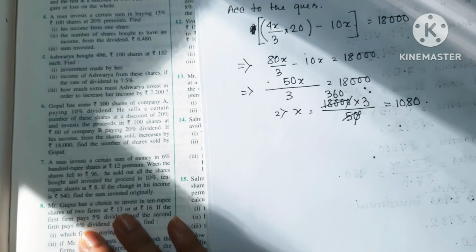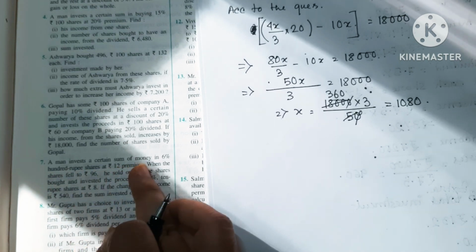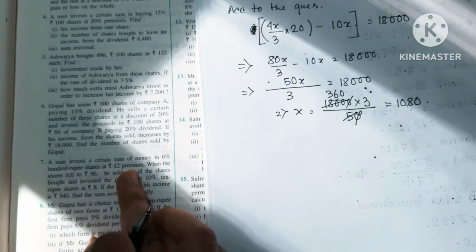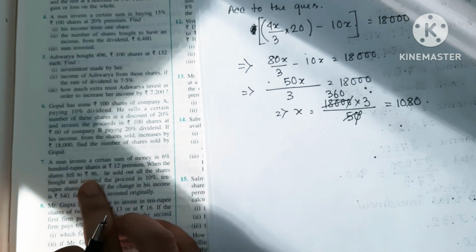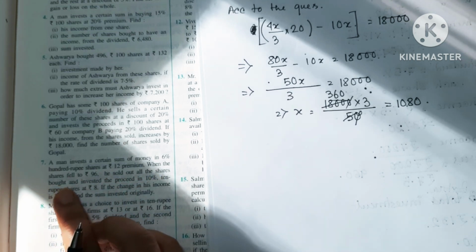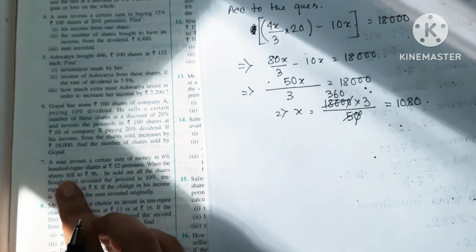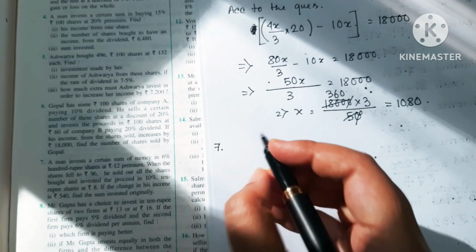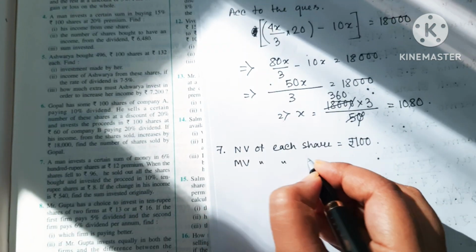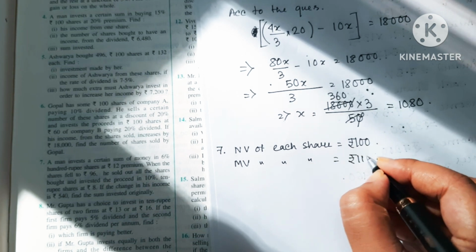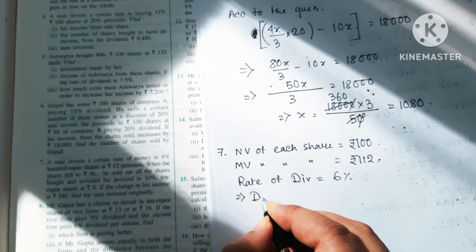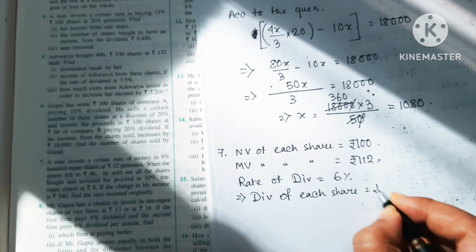Okay. Question number 7. A man invested a certain sum of money in 6% 100 rupee shares at 12 rupees premium. When the shares fell to 96 rupees, he sold out all the shares bought. Okay, in that case also you can take that number of shares is x. Okay, so first try to write 100 rupee shares, that means nominal value of each share, this one. Market value of each share 112. Rate of dividend 6%, that means dividend of each share rupees 6.